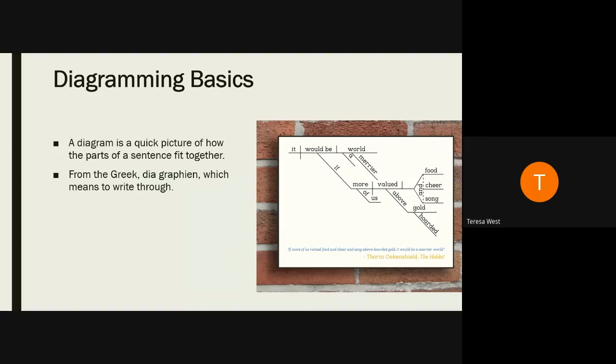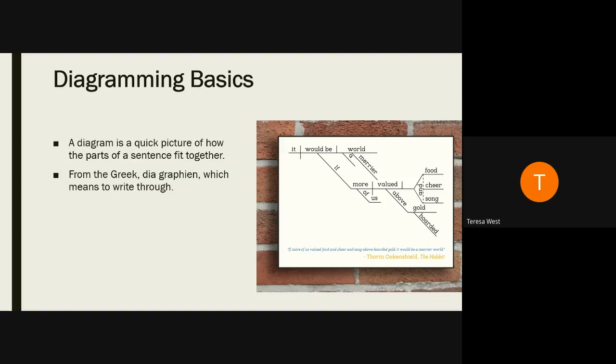All right, so diagramming basics. You should have a handout that you can follow along and fill in some of these notes. A diagram is a quick picture of how the parts of a sentence fit together. It comes from the Greek word diagraphein, which means to write through. So it's a way of visually spreading out the components of a sentence so that we can easily see and understand how it's working. The example on this slide is from one of my favorite books, The Hobbit. The quote is, "If more of us valued food and cheer and song above hoarded gold, it would be a merrier world."